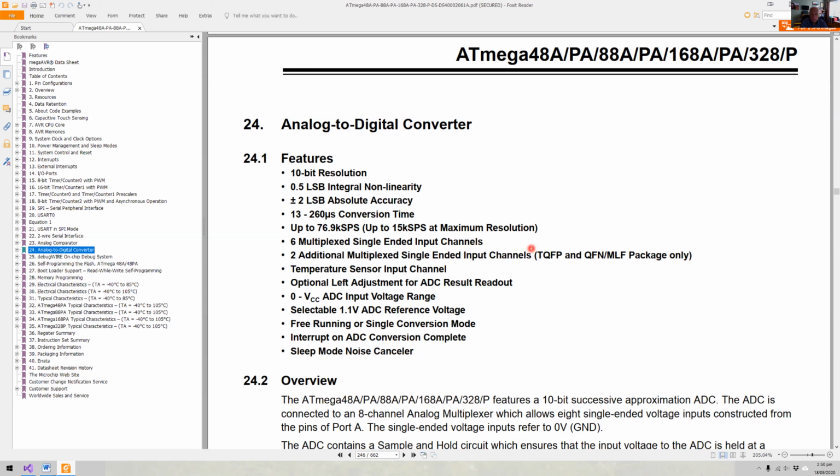It's 10-bit resolution. That means that it can count from 0 up to 2 to the power of 10 minus 1.